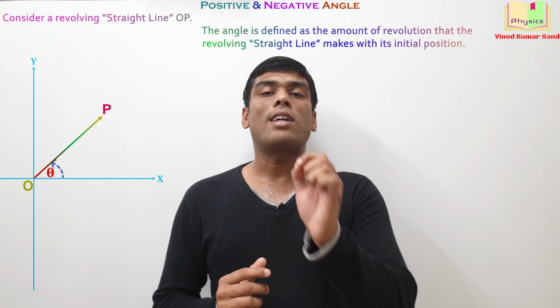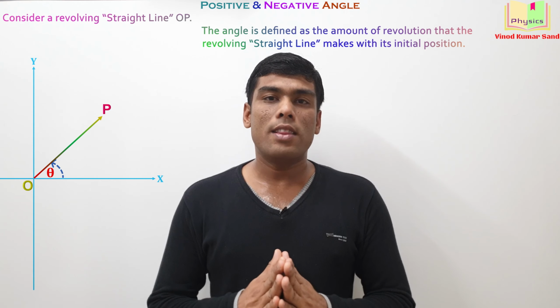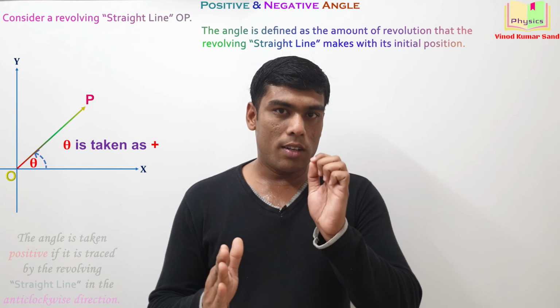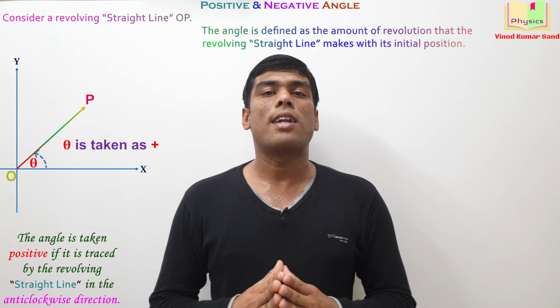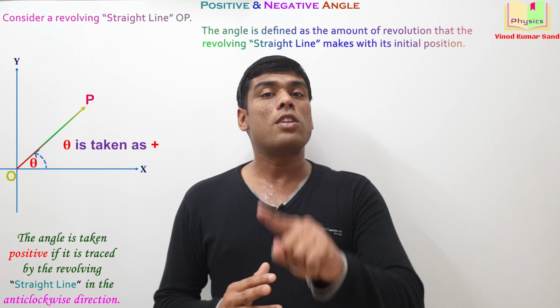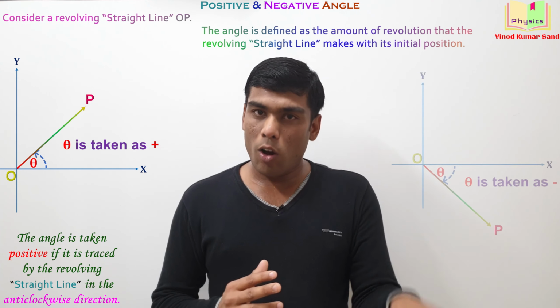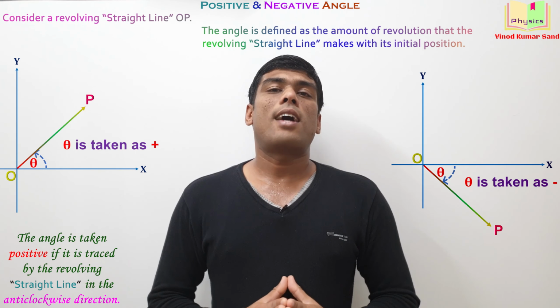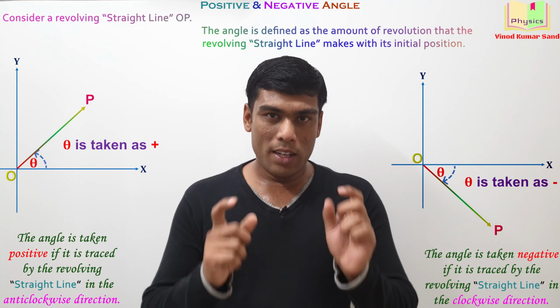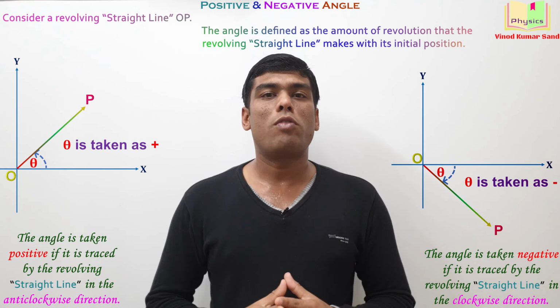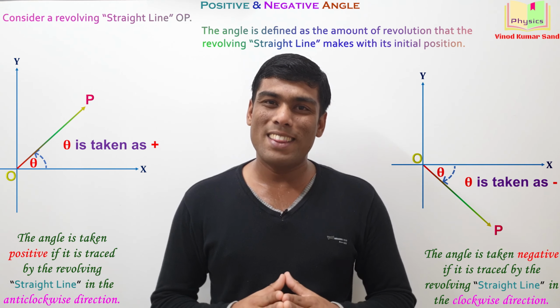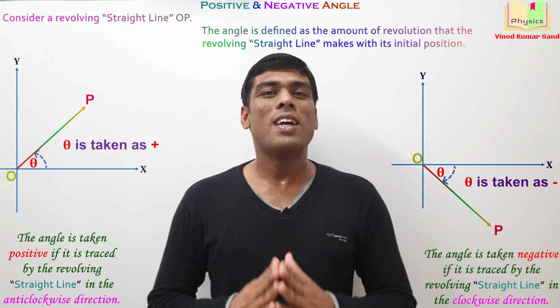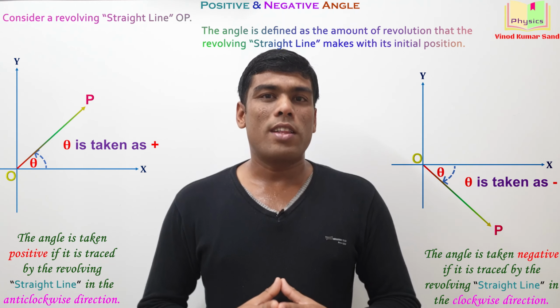Suppose we take up the Cartesian coordinate system and there is a revolving straight line OP. If the straight line OP revolves in the anti-clockwise direction, then theta is always taken as positive, and if this straight line OP revolves in the clockwise direction, then theta is taken as negative. This is a convention which we will be following continuously in this video. Okay, so let's go further.